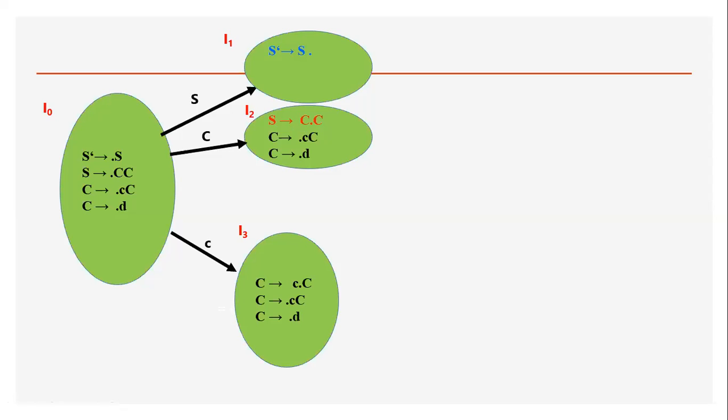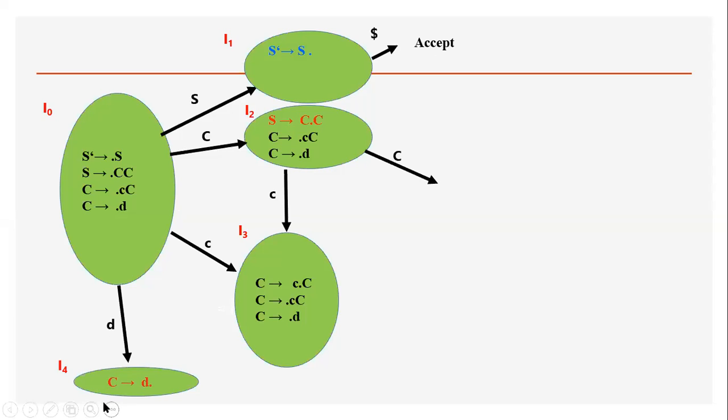Then this is the I3 state. Next on D, it will move to the next state where C derives d dot. It is called the I4 state where the dot is at the end. That's why I'm highlighting the color. Now, by default, dollar will make you go to the accept state. Then on C, is it not? From this state, we are having three outgoings. One is this C, and this D. So on C, it will move to the next state, and on D, it will come to this state itself, C derives d dot.